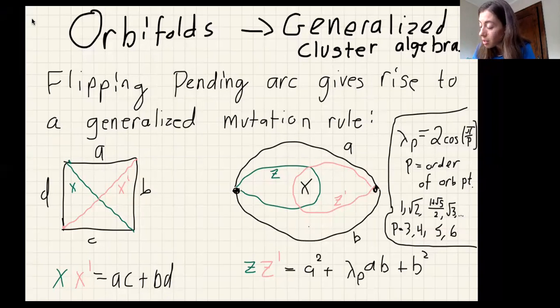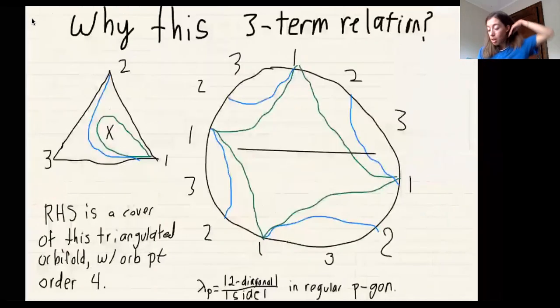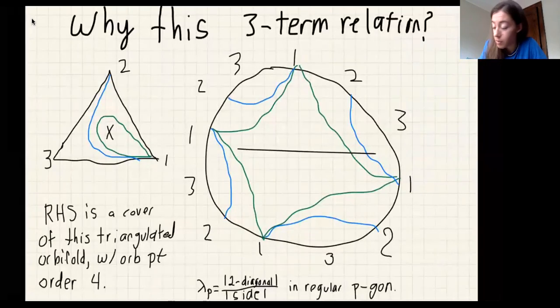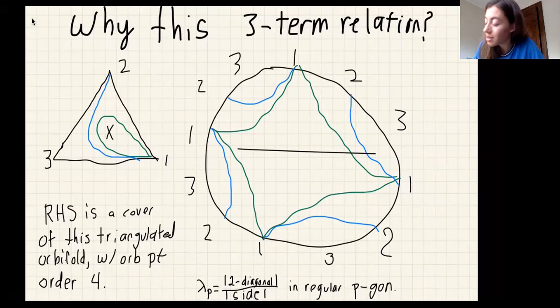Right, so you might wonder where this comes from. And indeed, it comes from the normal Ptolemy relation. But it's helpful to look. So what we're going to do is we'll look at this mutation in the cover, or in a cover of the picture. So on the left, I have a triangulated orbifold. There's 3 marked points on the boundary, and I have 1 orbifold point. And I'm going to set that to be order 4. Right, so if I were to mutate that green pending arc, I would get another pending arc there.